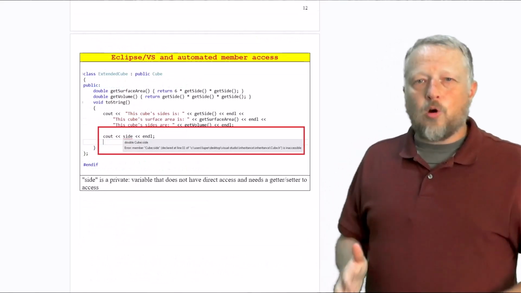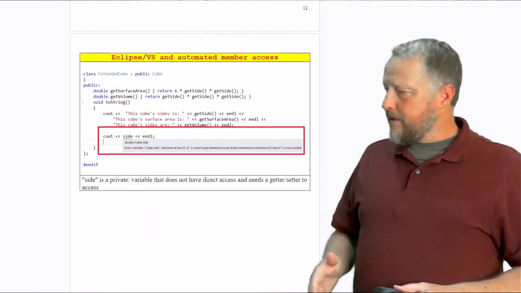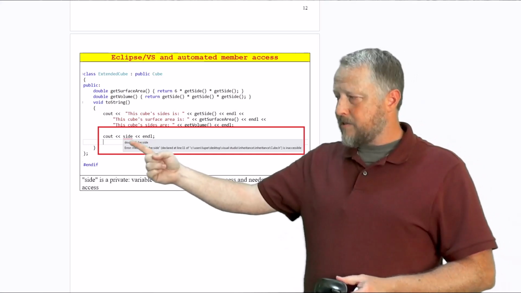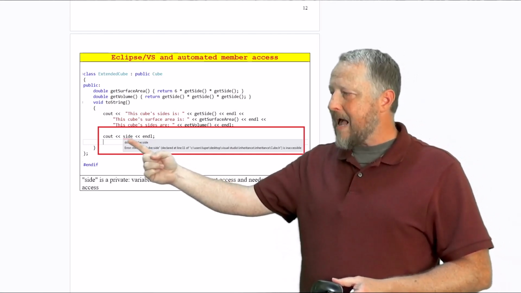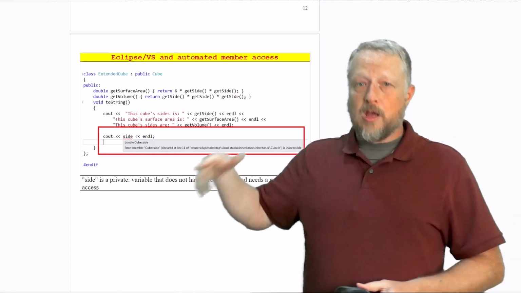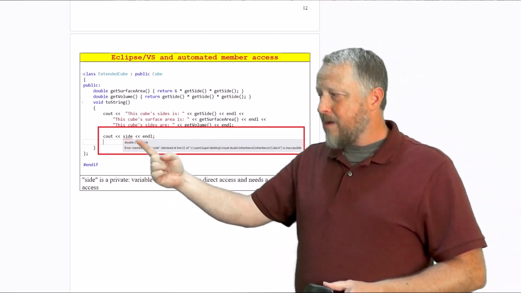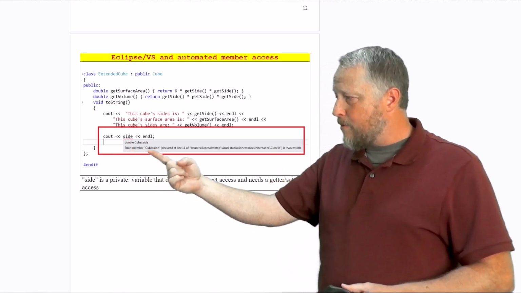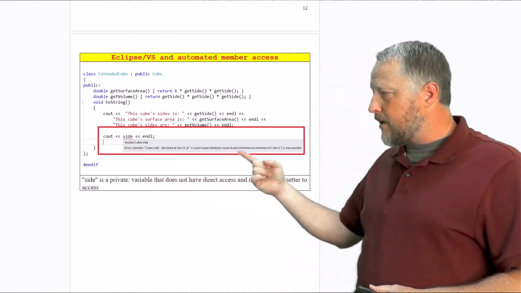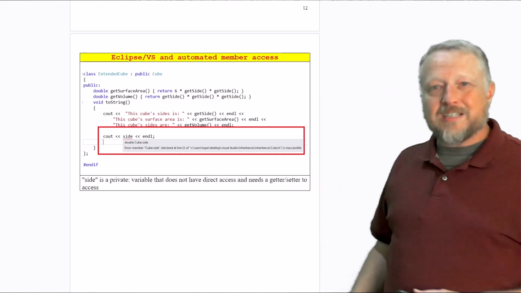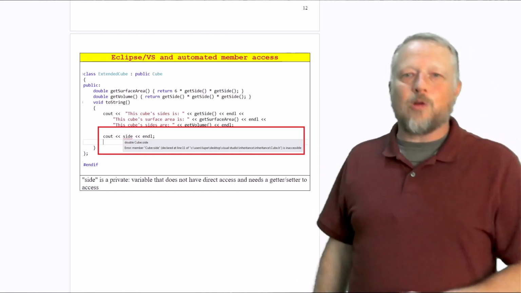And don't ever argue with the IDE. You know, like this is telling you that, hey, I don't have direct access to side from extended cube. This is actually one of the answers from previous: well, frankly, I don't have access to side. And it's telling you that. Member of cube side declared line 11 is inaccessible. It's trying to tell you something's wrong.